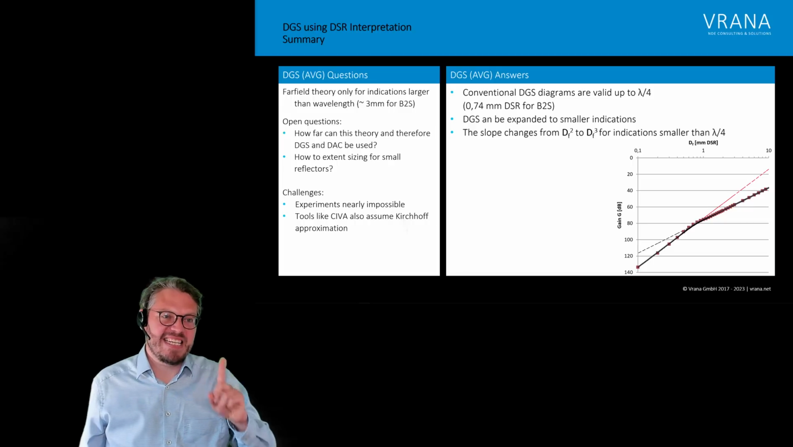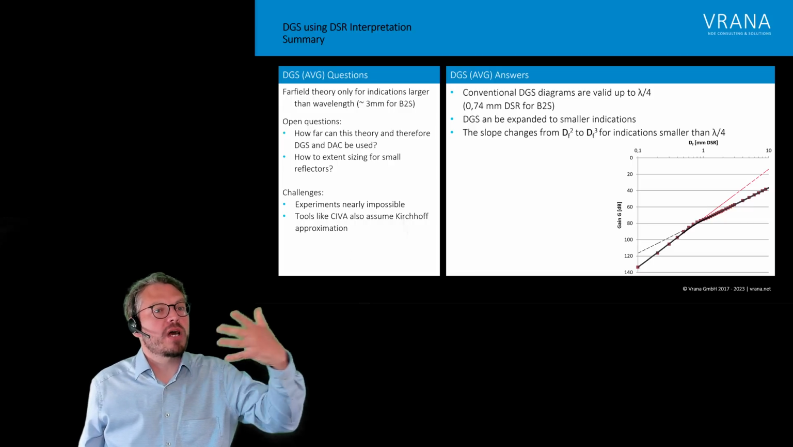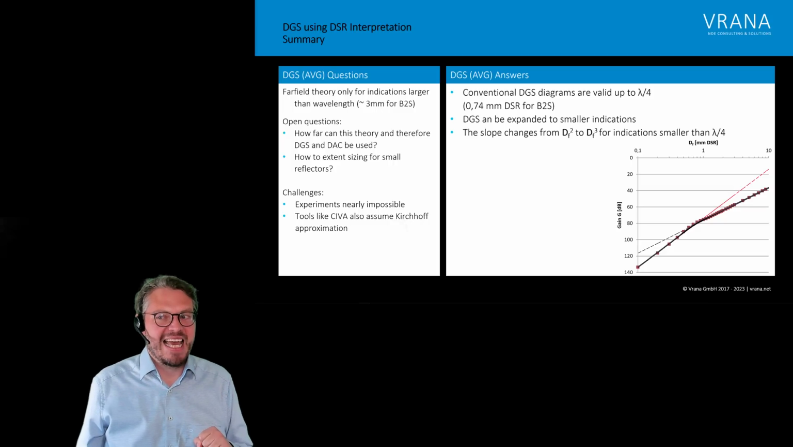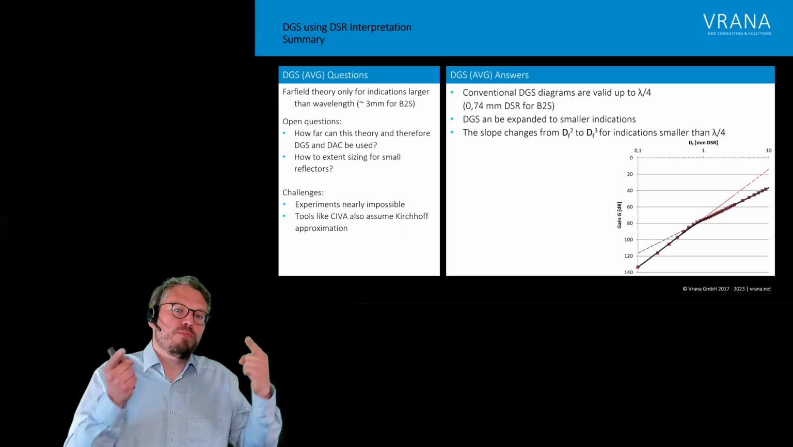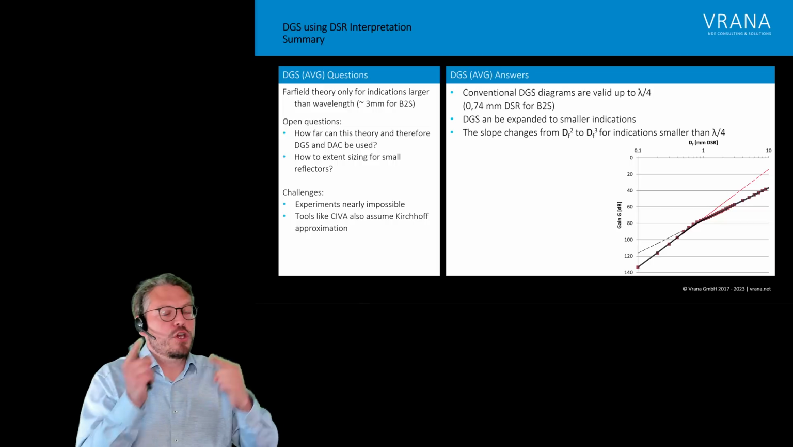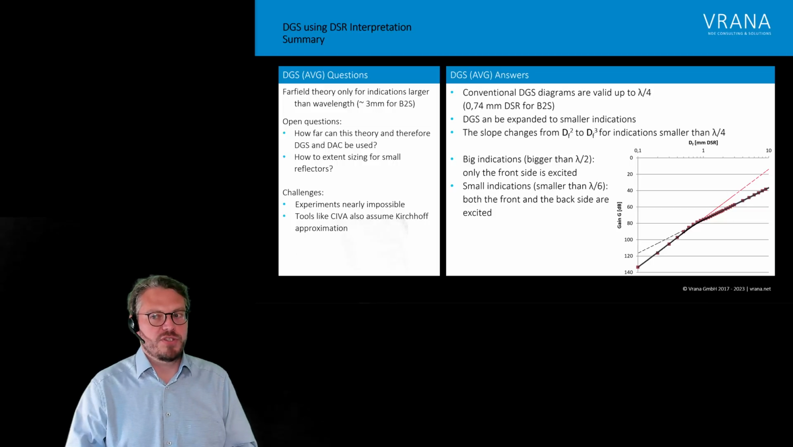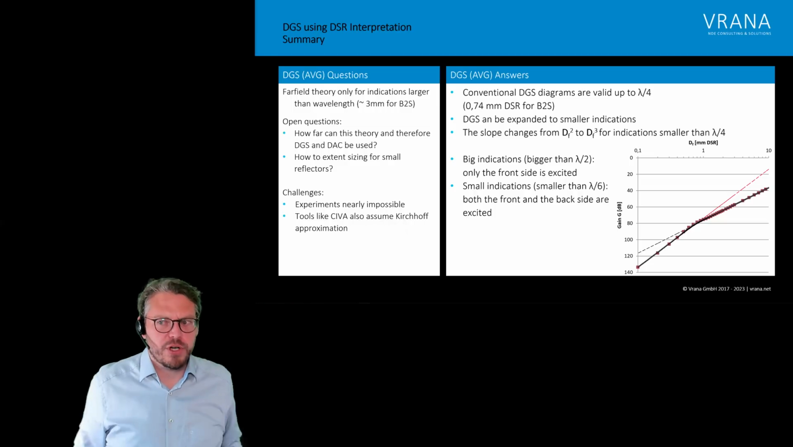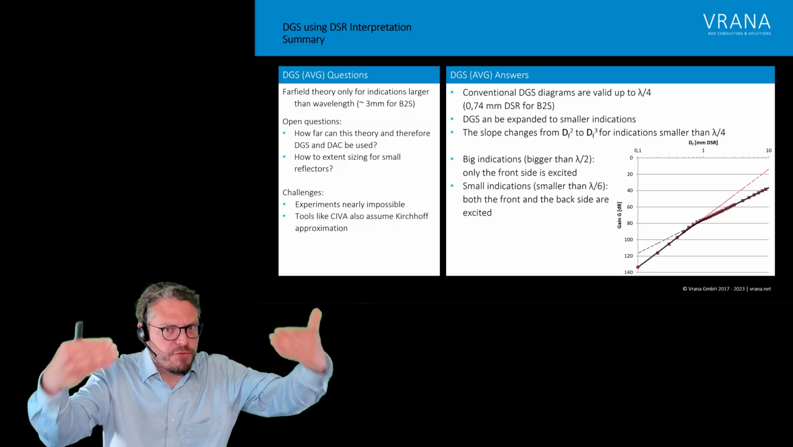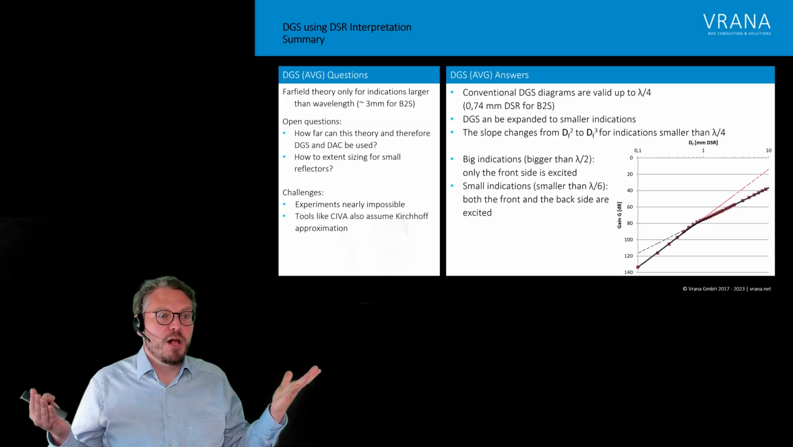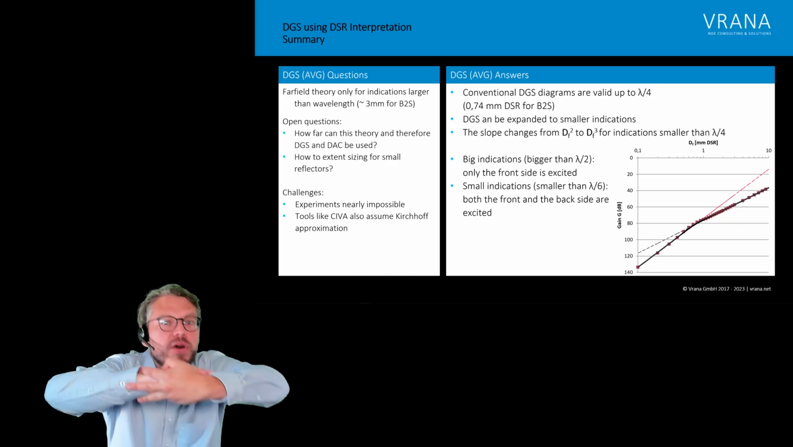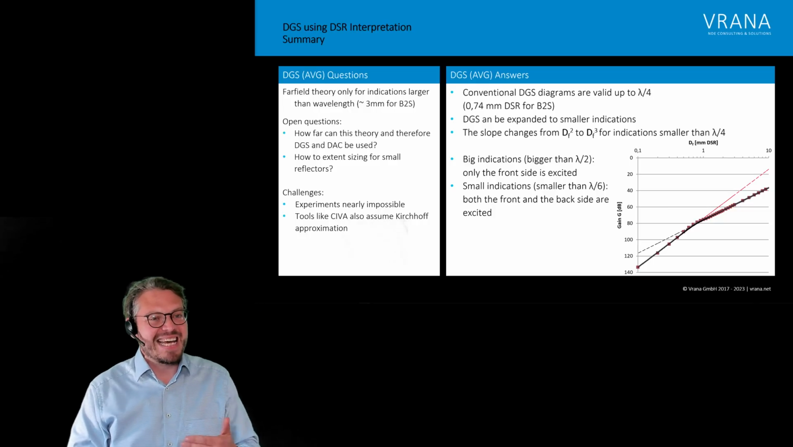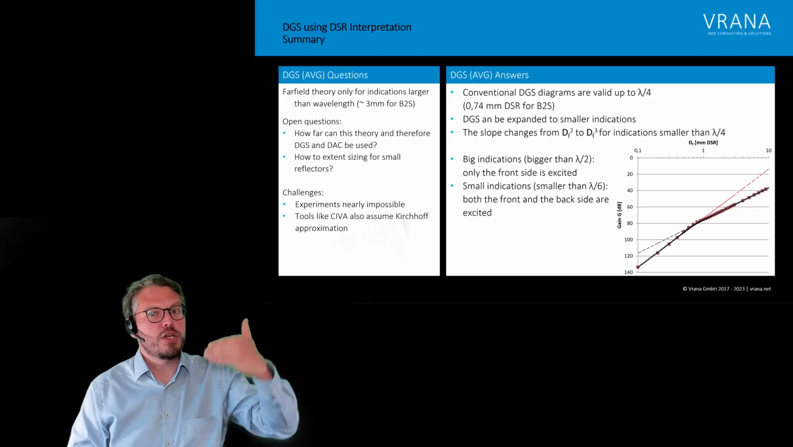However, we can extend DGS using that formula I showed you a couple of slides before, and I will show it more in detail a couple of slides later. Just what we have to do, we have to change from the quadratic to a cubic dependency on our indication size. And we have seen that on a big indication, we only excite the front of our indication, and only the front is therefore giving us a signal. But on the small ones, we are grabbing that indication with our wave, exciting all of that indication, and therefore all of that indication is giving us a reflection. And that's why we move from this quadratic to the cubic dependency.